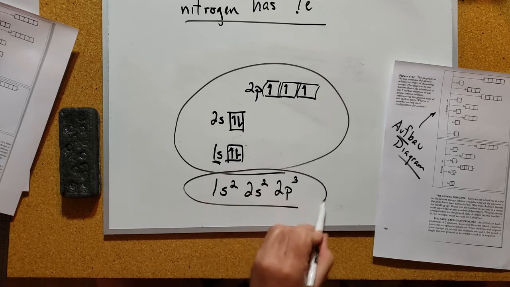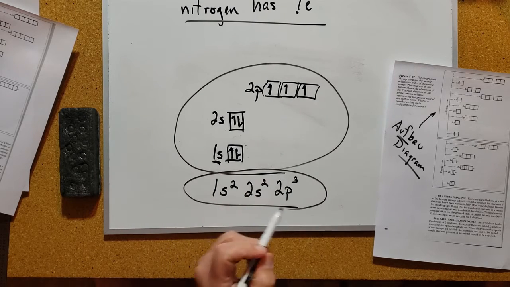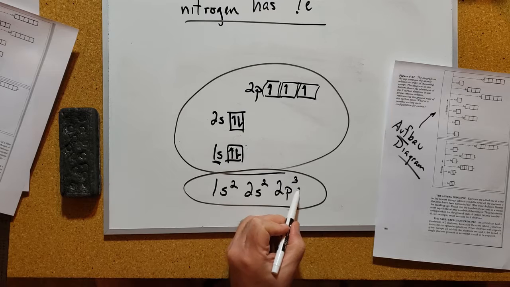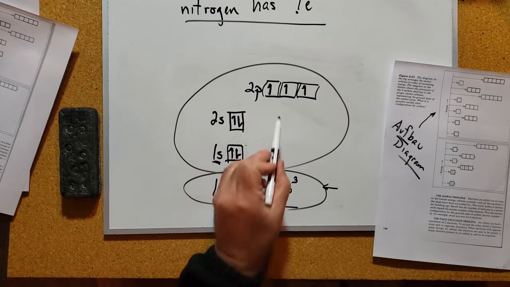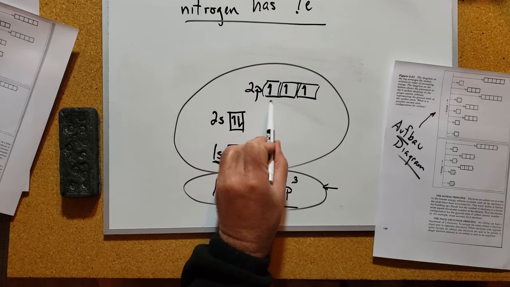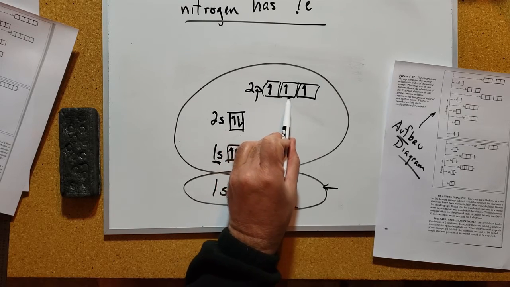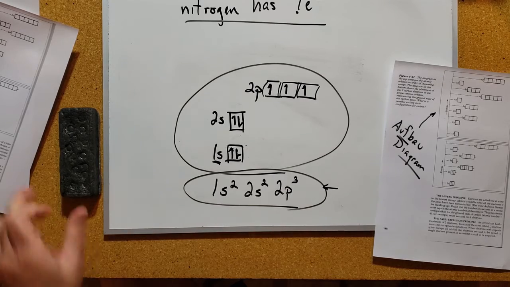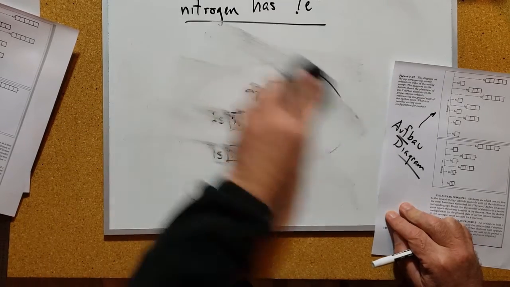Now, if we write the electron configuration like this, we lose a bit of information. It's not shown in this type of configuration that these 3 electrons are unpaired. In this type of notation, we do see that those electrons are unpaired. All right, let's try another one.